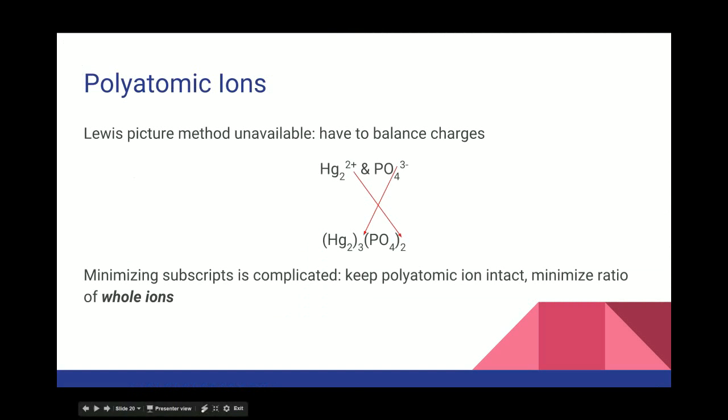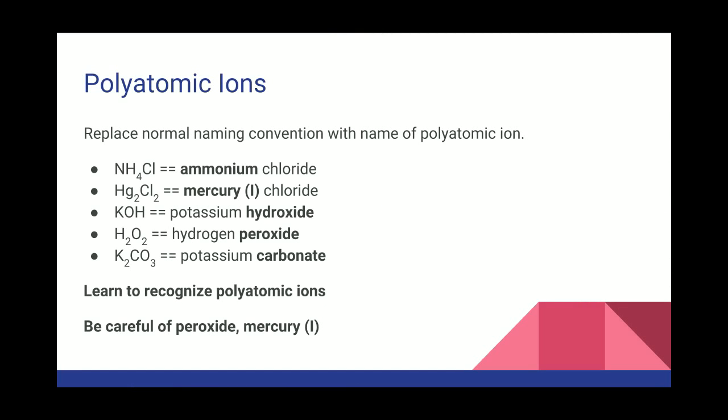Now, with polyatomic ions, you have to balance the charges just like normal, then minimize the ratio outside the parentheses, not inside the parentheses. Okay. And the normal naming convention is just replace whatever would be there with the name of the polyatomic ion. You're going to have to learn to recognize the polyatomic ions, and you're going to have to learn to be careful of peroxide and mercury(I).